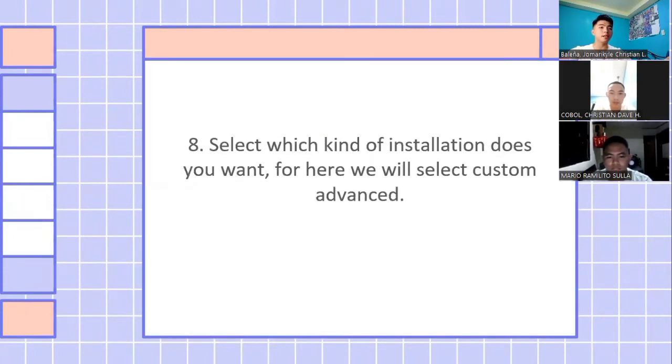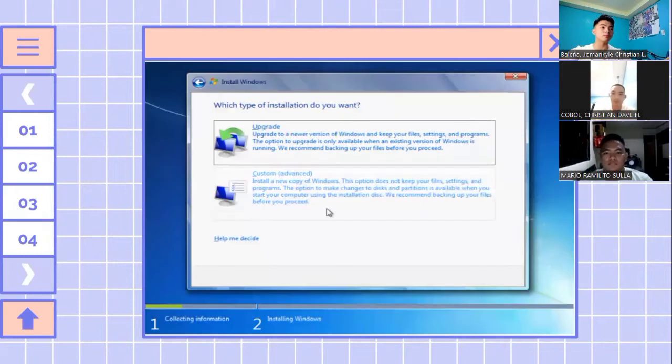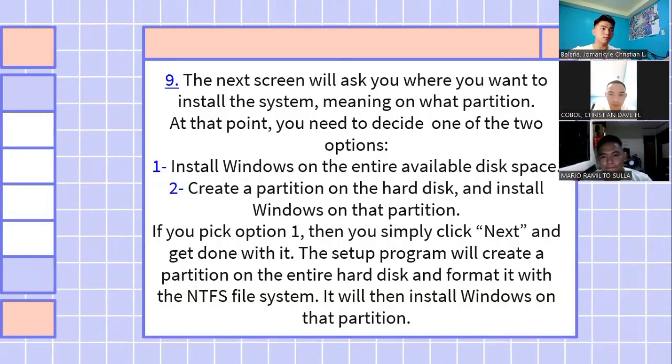Number 8, select which kind of installation you want. Here, we will select Custom (advanced). Number 9, the next screen will ask you where you want to install the system, meaning on what partition. At that point, you need to decide on two options. Number 1, install Windows on the entire available disk space. Number 2, create a partition on the hard disk and install Windows on the partition.